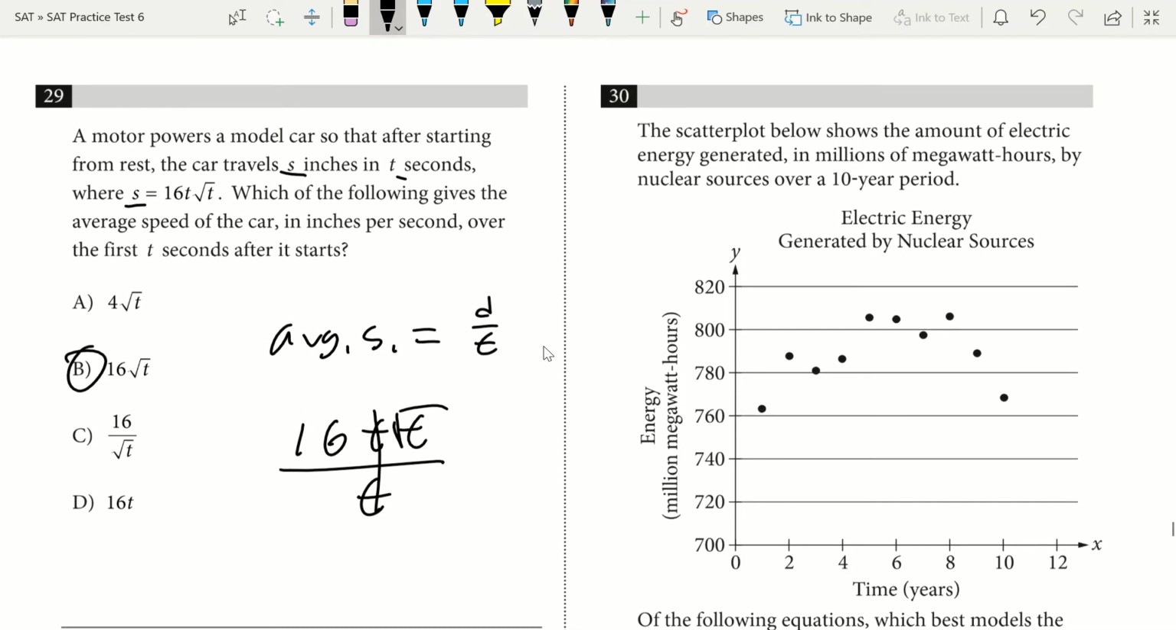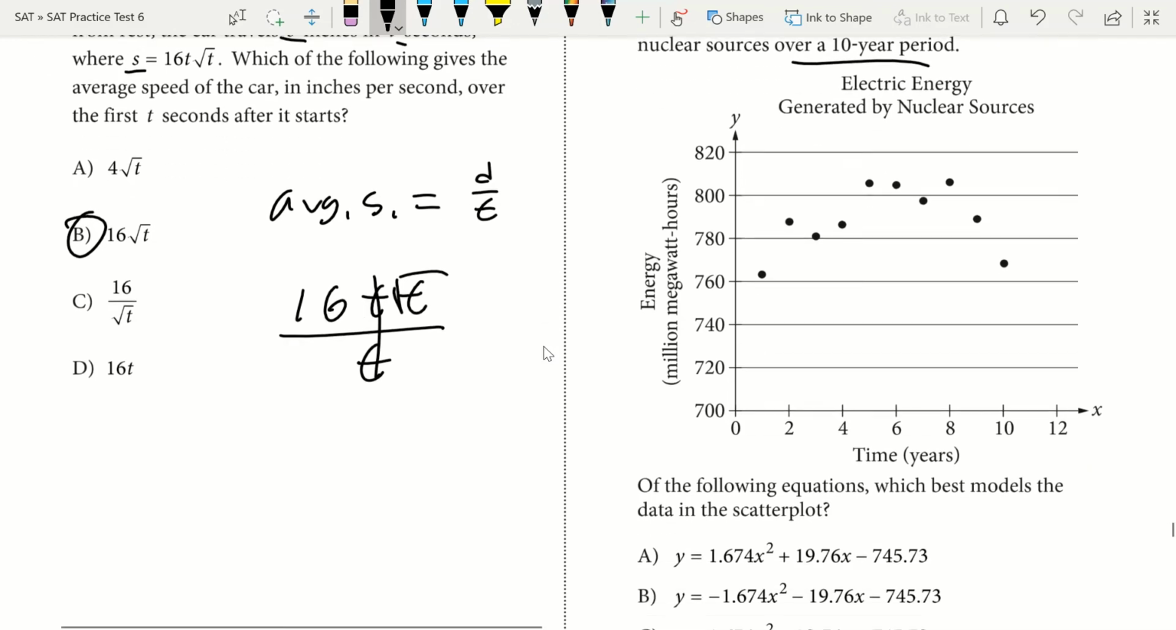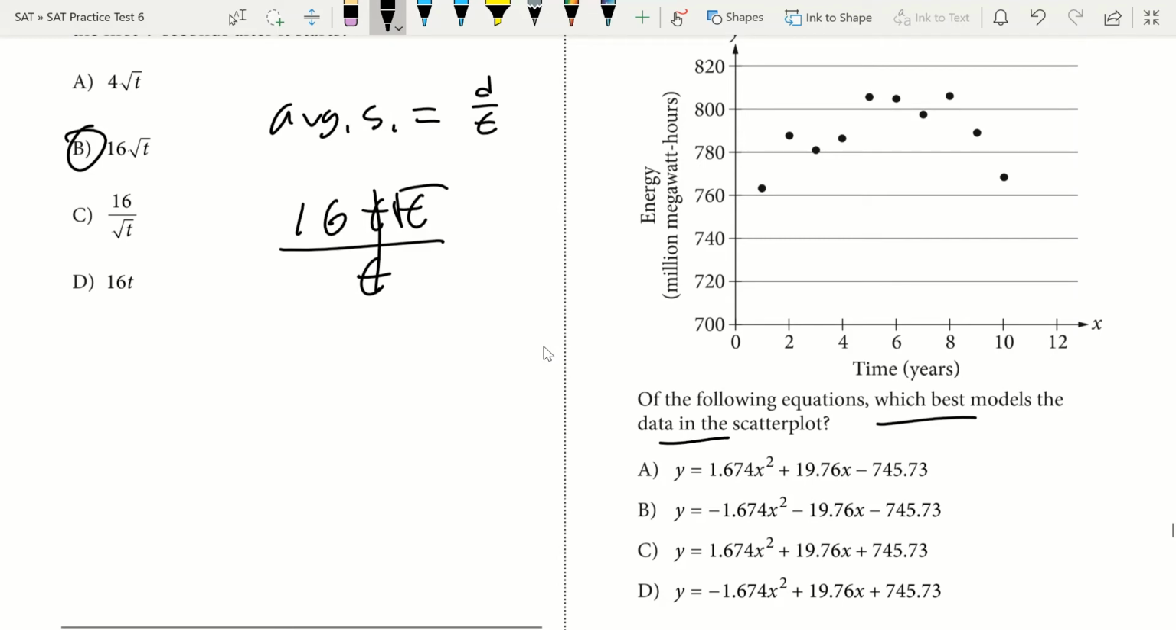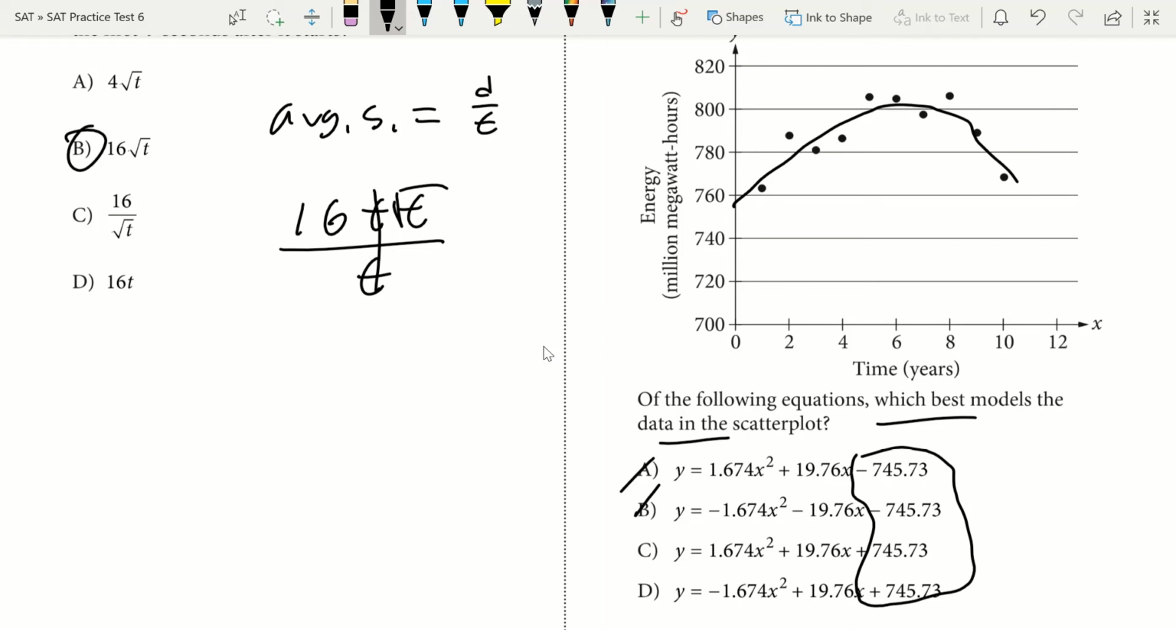The scatter plot below shows the amount of electric energy generated in millions of megawatt hours by nuclear sources over a 10-year period. Of the following equations, which best models the data in the scatter plot? Okay, right off the bat, I'm looking at my y-intercepts here. I know that I have a positive, so I can get rid of A and B. Next up, I'm going to look at my two other terms. What I see is that I go up and then I drop back down. So I can't have both of them be the same sign because we get a change at some point.